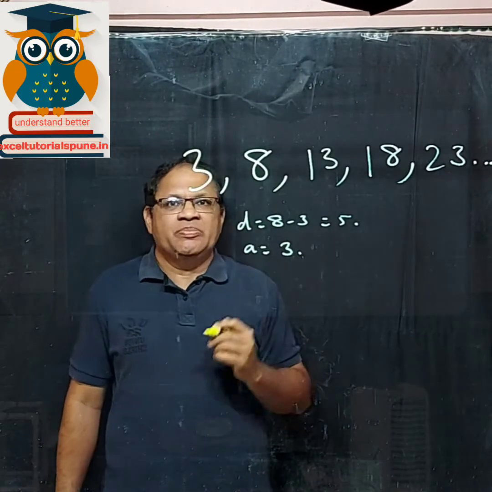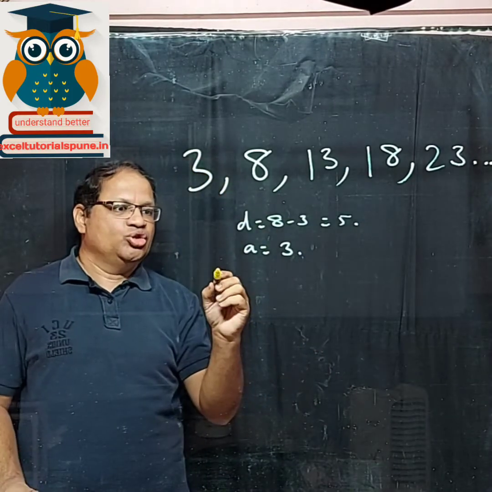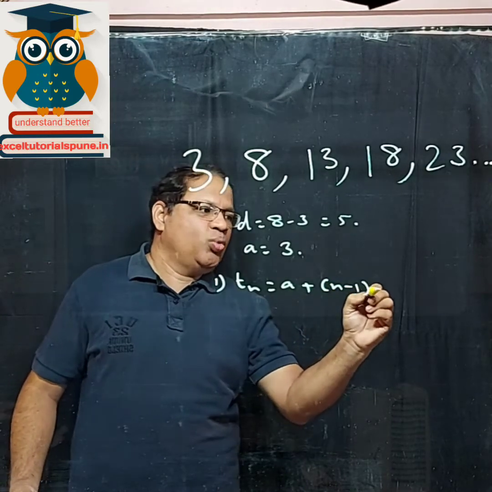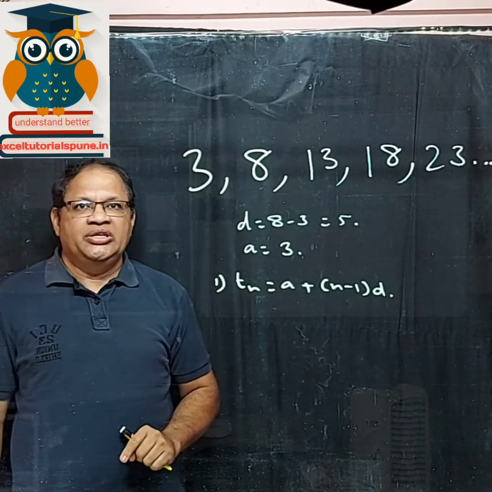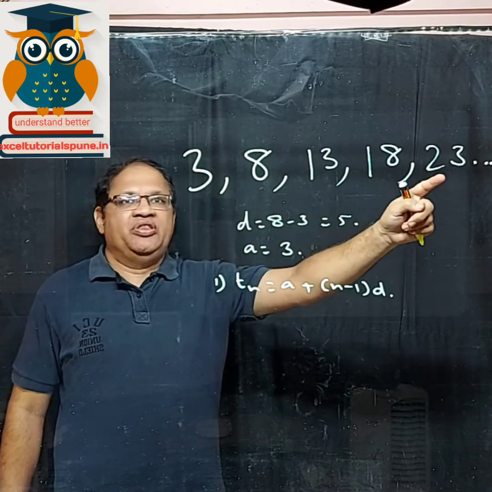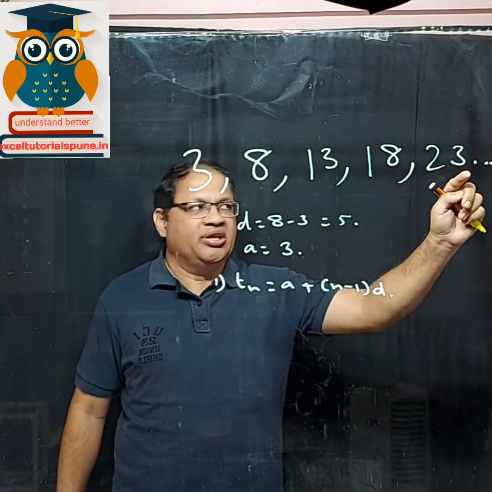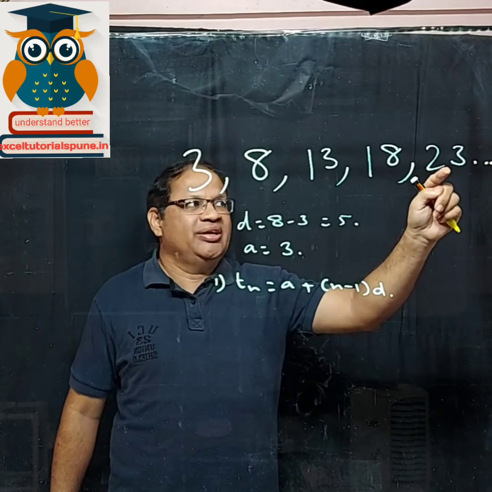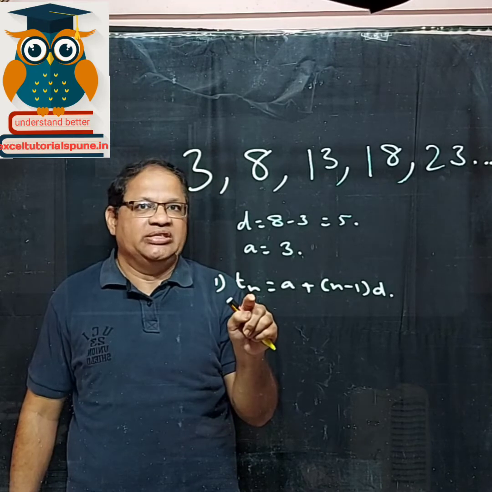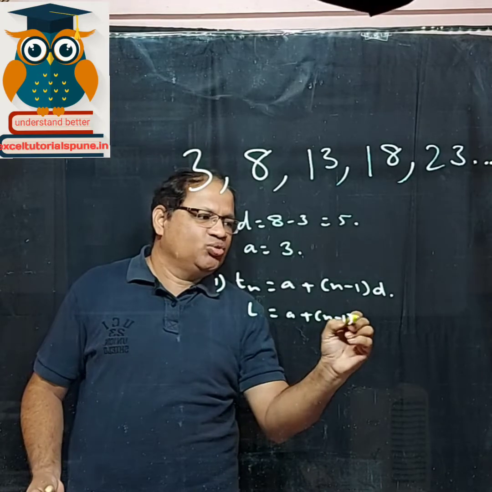Now there are some important formulas you need to know related to these numbers. The first formula is Tn is equal to A plus n minus 1 D. Tn is the nth term. For example, over here the fifth term is 23. If these numbers end at 23 and do not go further, the last number is Tn, the fifth term. So this can also be written as L is equal to A plus n minus 1 D, because the last number is 23.